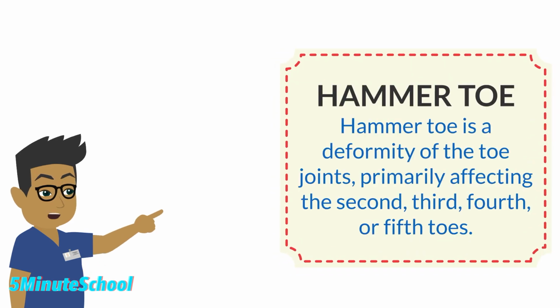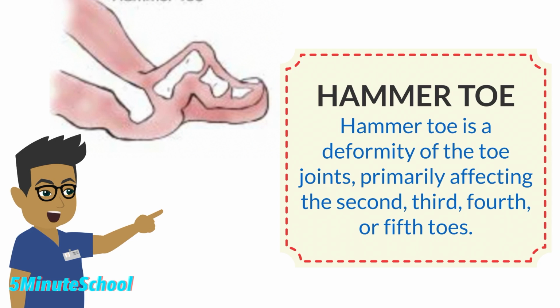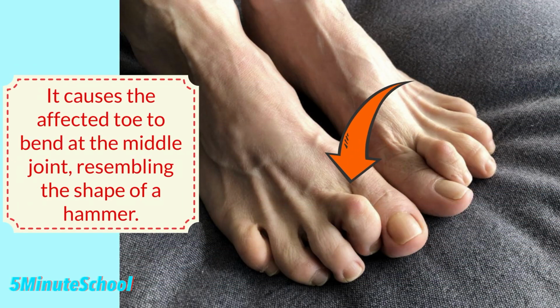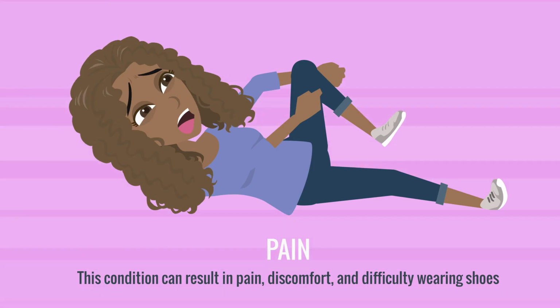Hammer toe is a deformity of the toe joints primarily affecting the second, third, fourth or fifth toes. It causes the affected toe to bend at the middle joint, resembling the shape of a hammer. The condition can result in pain, discomfort, and difficulty wearing shoes.